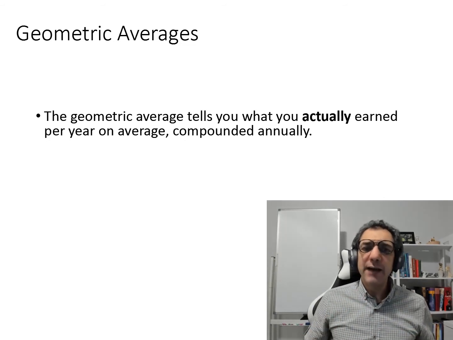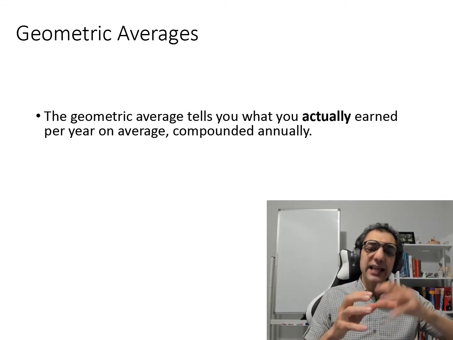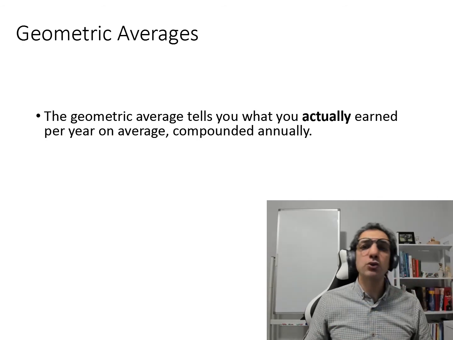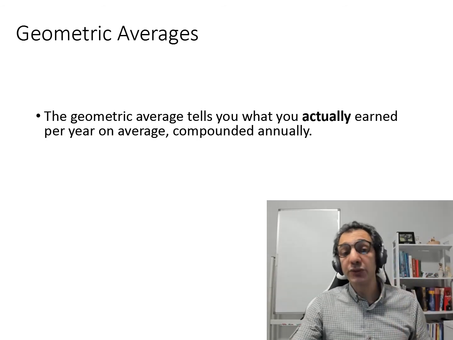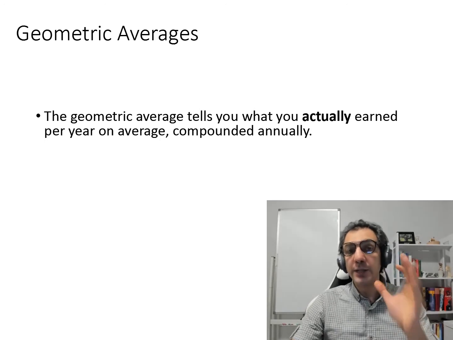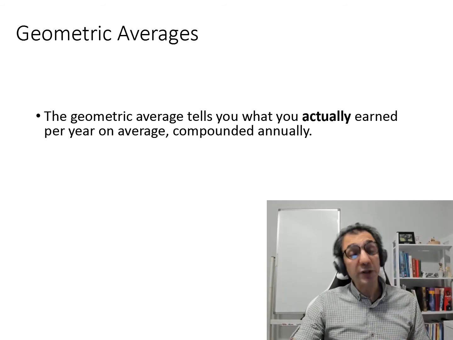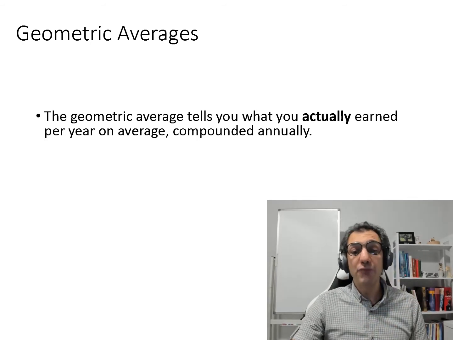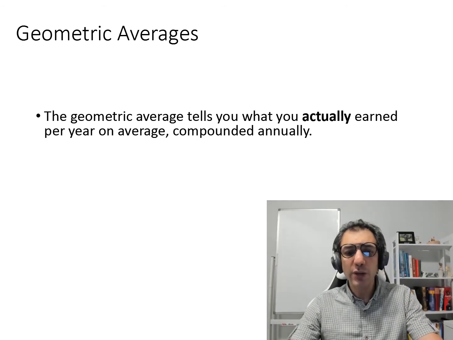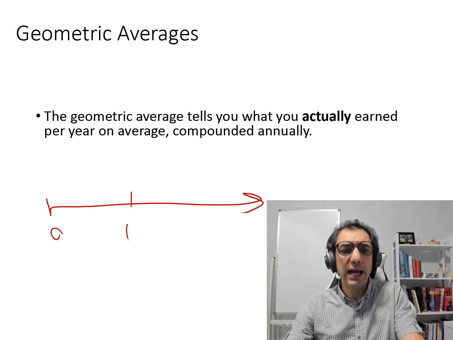As I mentioned, the arithmetic average return is mainly based on the average return over a particular period, so it ignores the connection amongst all those returns over time. However, the geometric average return tells you what you actually earn per year on average, compounded annually. So in the world of investment, geometric is preferred to arithmetic because it's more realistic. Let me provide you an example. Let's assume we are talking about a 2-year period, year 1 and year 2.